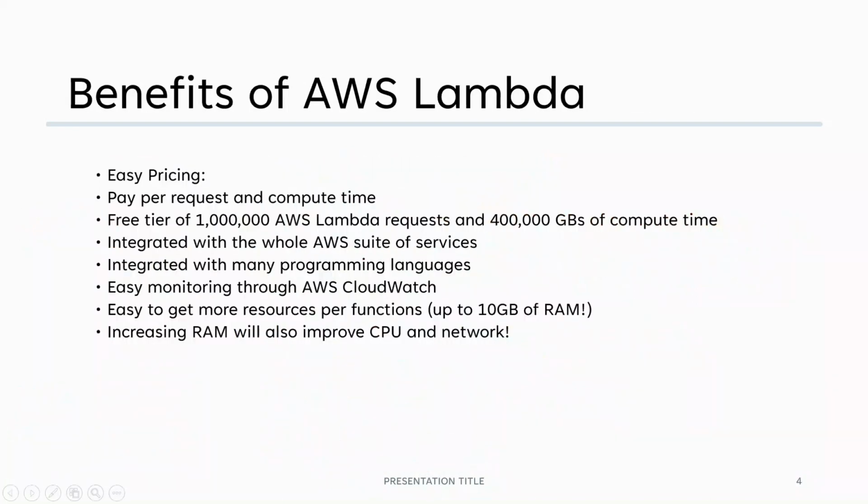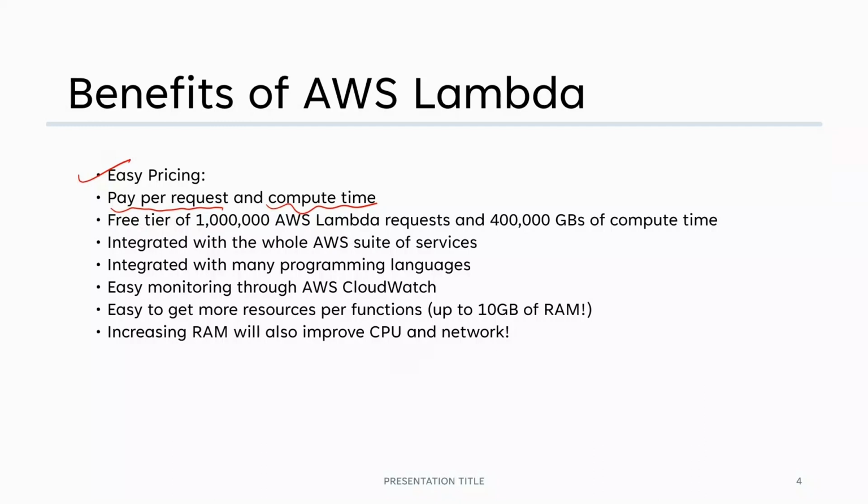Benefits of Lambda. First is easy pricing. As I've already told you, you pay per request. It means that you're going to pay for the compute time, the time for which your particular code runs, and the request that you make to your Lambda function. Free tier offers 1 million requests. So 1 million AWS Lambda requests are free. So you can actually do all the stuff for free if you are going to go in the free tier. You are not going to cross a million requests in 2 or 3 days, right?